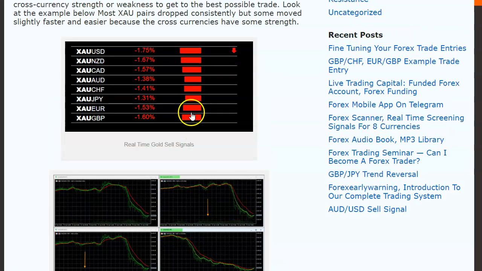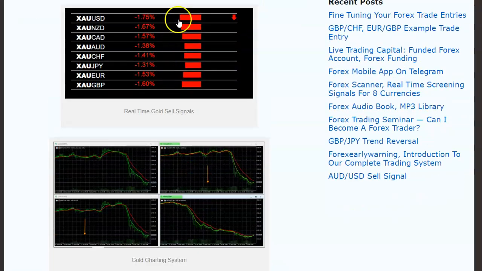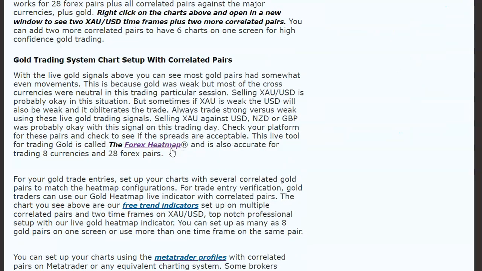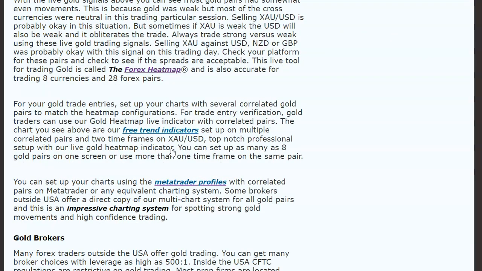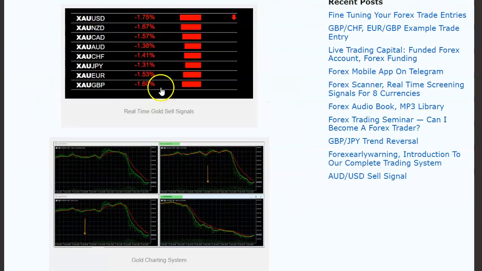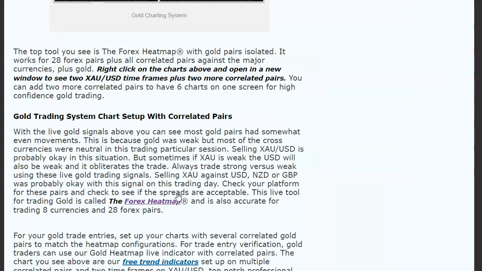This is the MetaTrader chart setup. So what you're trying to do is get your charts to look like the heat map, and you have a super high confidence trading system for gold. So the chart setup is correlated pairs. The chart setup looks like the Forex heat map, okay?